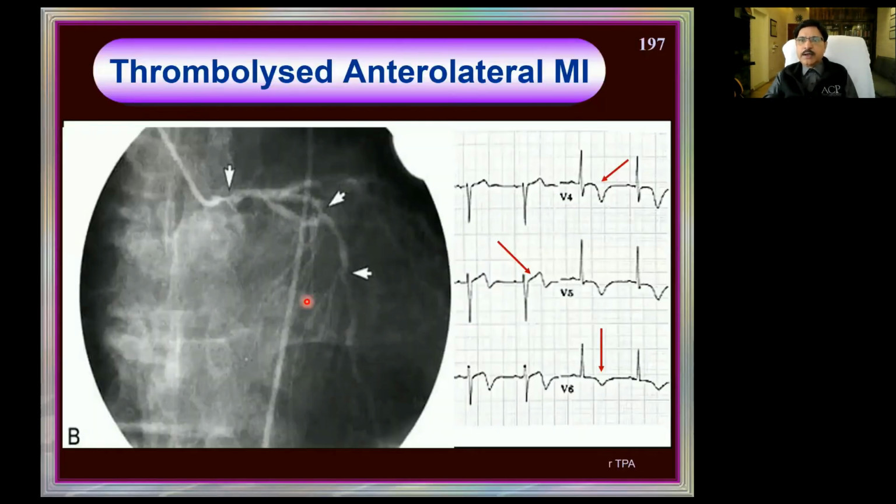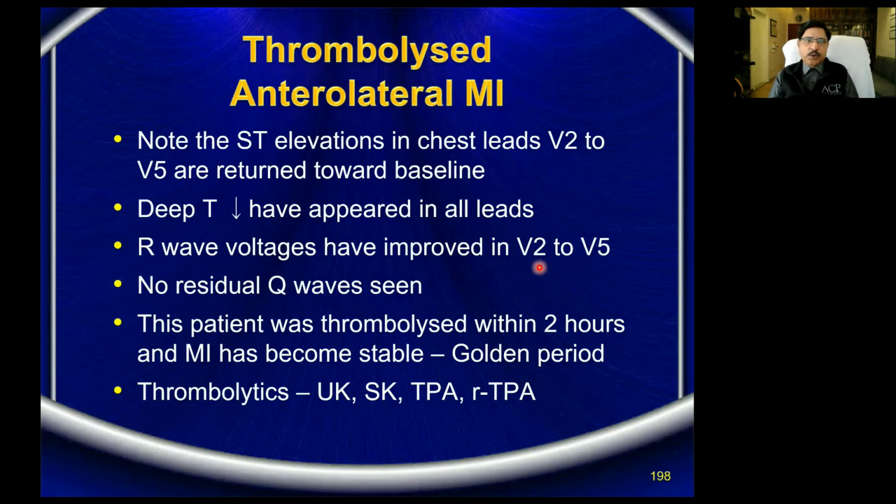Can we see that? Yeah. R wave voltages have started coming here, and then good R waves there in the lateral leads. Then no residual Q waves are seen. This patient was thrombolyzed immediately within the first 2 hours, and the MI has become stable. That means he has come in the golden period. Thrombolytic agents, you know, urokinase, streptokinase, RTPA, and TNK, any one of these things.